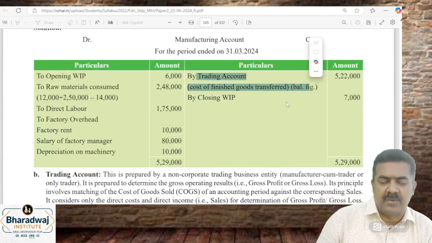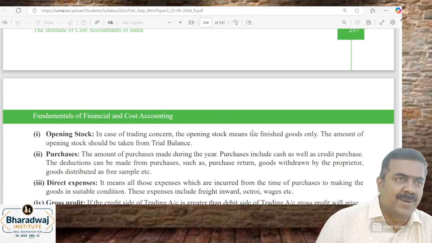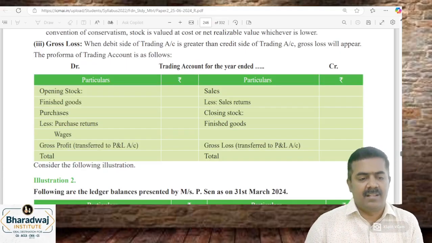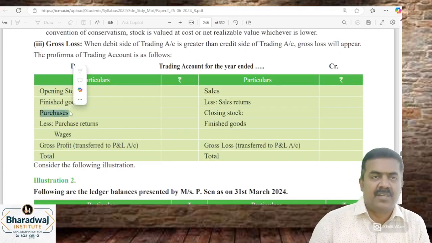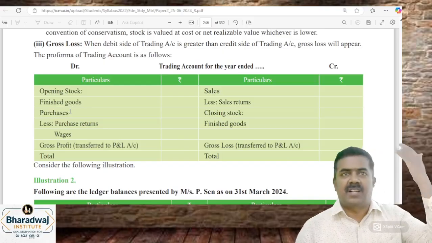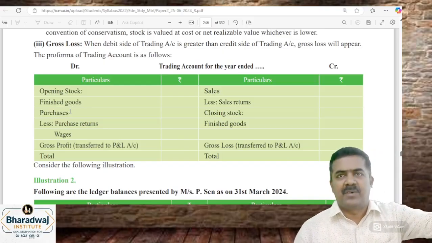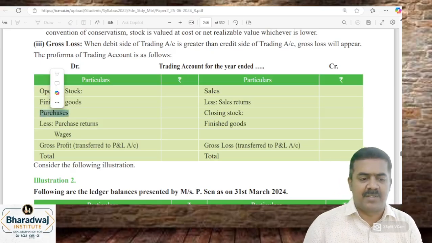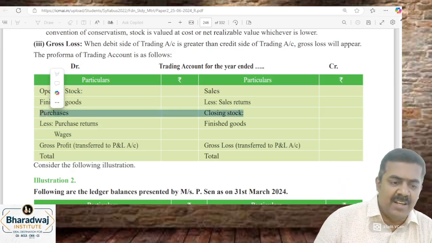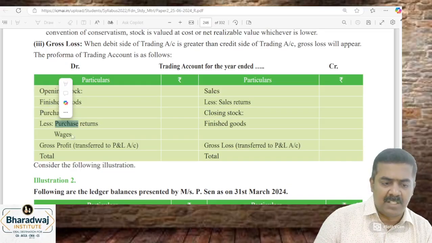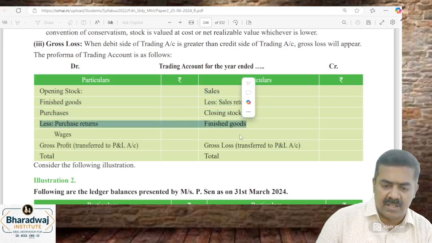Cost of goods manufactured will be transferred to which account? Trading account. If you are a trader, you will put purchase of finished goods. A manufacturer would first have prepared which account? Manufacturing account. From that you transfer to the trading account, minus purchase returns, any wages, sales minus returns and closing stock of finished goods.